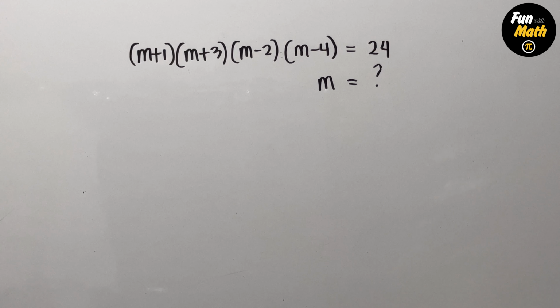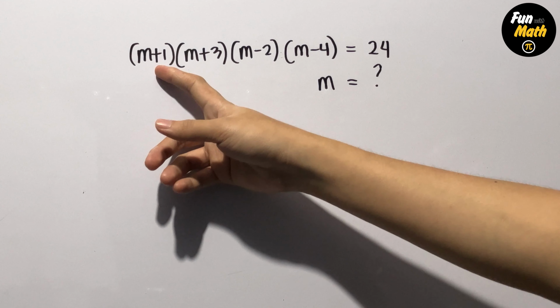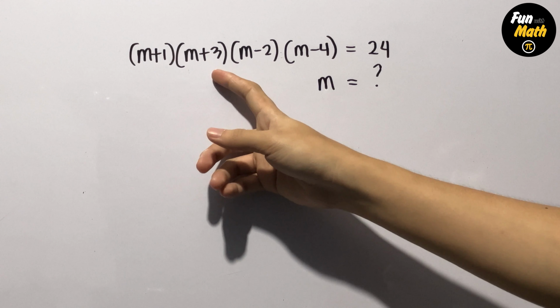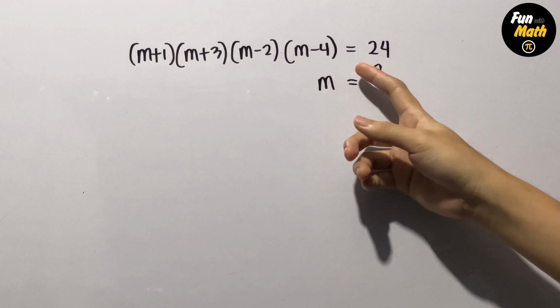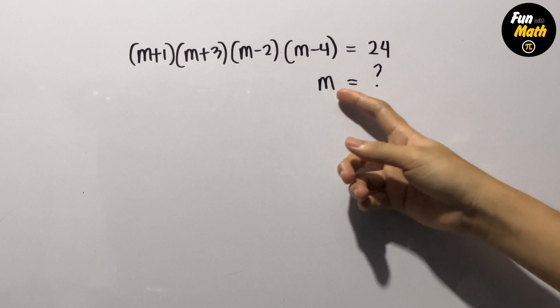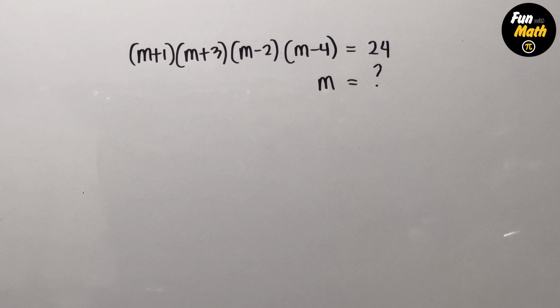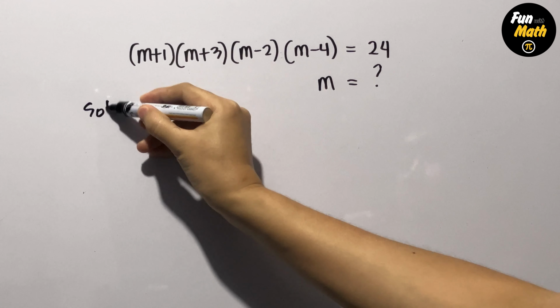Here's another problem. (m + 1)(m + 3)(m - 2)(m - 4) is equal to 24. Find m. Now here's the solution.